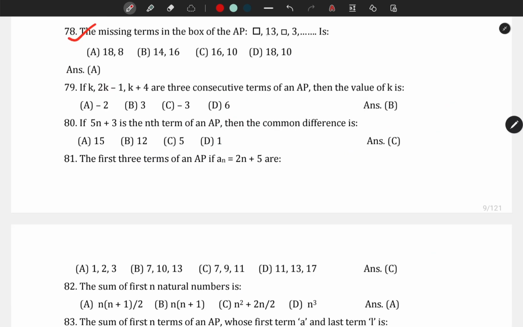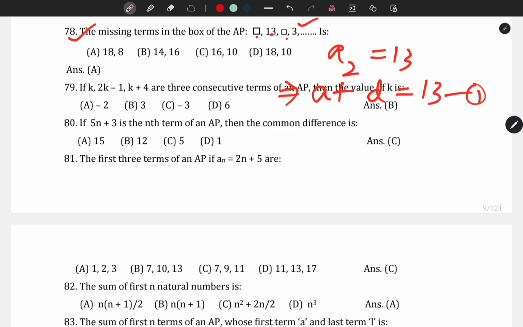Next question, we have to find the missing term. The first term we don't know. We don't know the third term. We know the second term. The second term, a2, is 13. So we can make one equation. a2 means a plus 1d equals 13. Let it be equation 1. And then we know the fourth term. You can see the fourth term is 3.